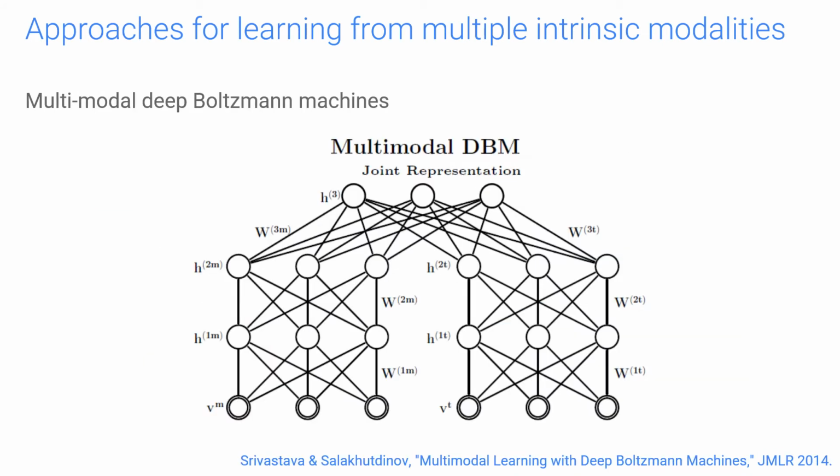A somewhat related model is multimodal deep Boltzmann machines. These are undirected graphical models learned with a maximum likelihood objective, where the nodes at the bottom of this figure represent input vectors in two modalities, and the nodes at the top represent the joint representation. Deep Boltzmann machines were very influential for some time in speech processing as a way to pre-train neural networks, but more recently they have not been in use as much.